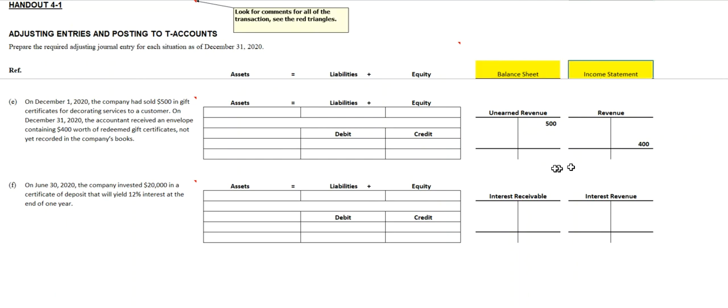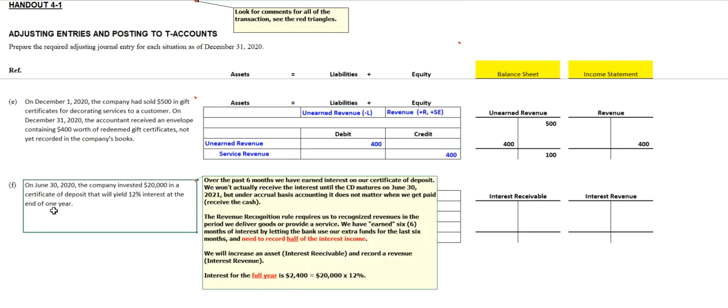So we've increased revenues and we need to decrease unearned revenues. We've reduced our liabilities. We now only owe our customers $100 worth of decorating services. So our journal entry is a debit to unearned revenues to reduce the liabilities, and a $400 credit to service revenue to record our revenue.